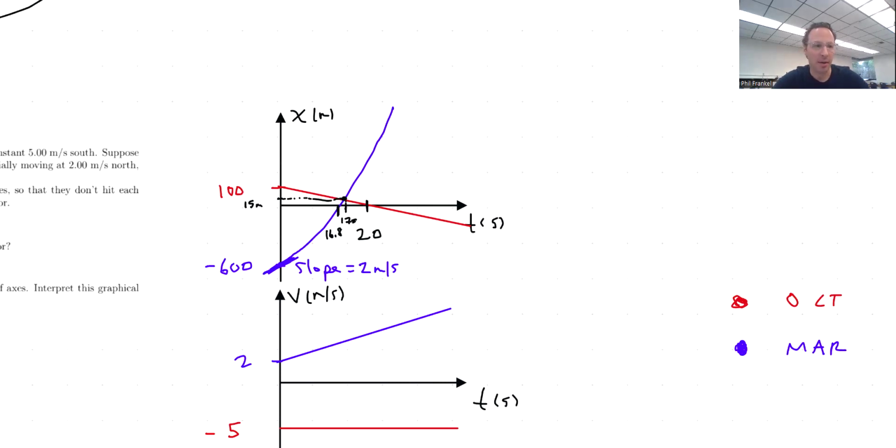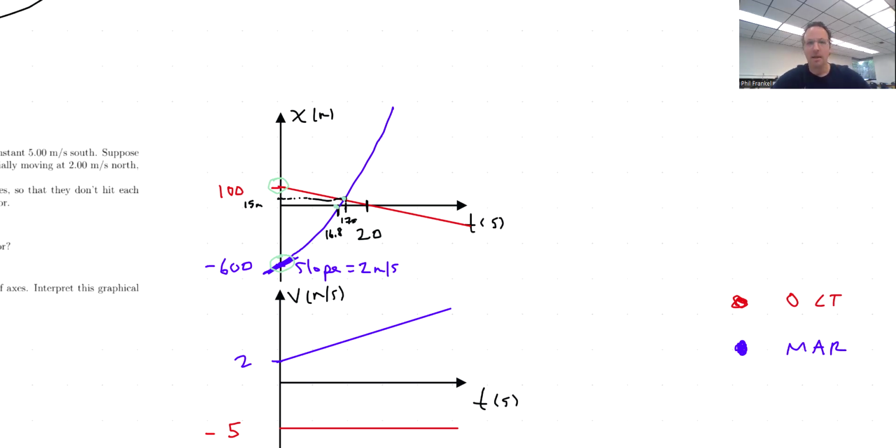So let me just narrate this one more time. What is this image showing me over here? It's showing me that the octopus starts just 100 meters from the harbor, and the marlin starts a much larger 600 meters from the harbor. But the marlin reaches the harbor in 16.8 seconds. Then the marlin and the octopus coincide at 17 seconds, 15 meters to the right, north of the harbor.